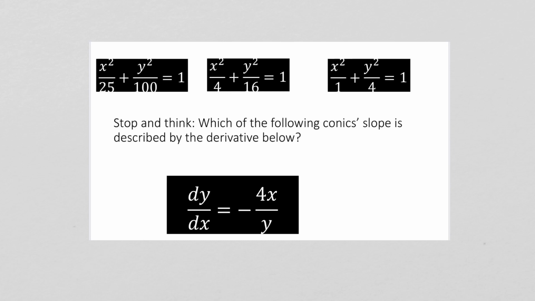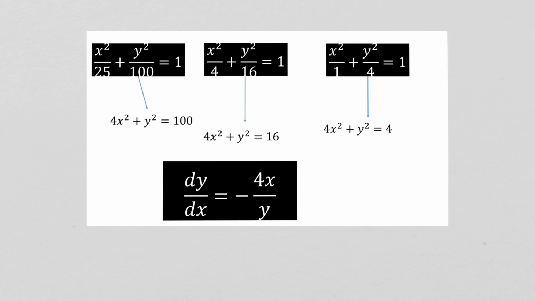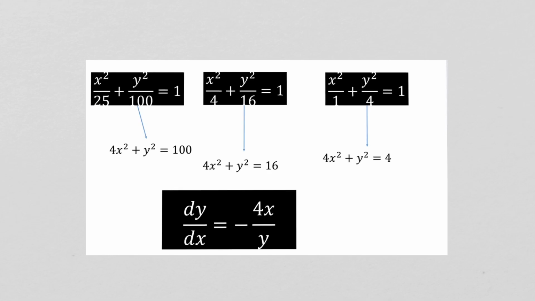Okay, so working more with dy/dx today in implicit differentiation, just stop and think, which of these three will be modeled with this slope, with this dy/dx? Well, kind of a trick question, because all three of these can be rewritten as 4x squared plus y squared. The only thing that's different is this number, right? And I can just show you this with one of these.